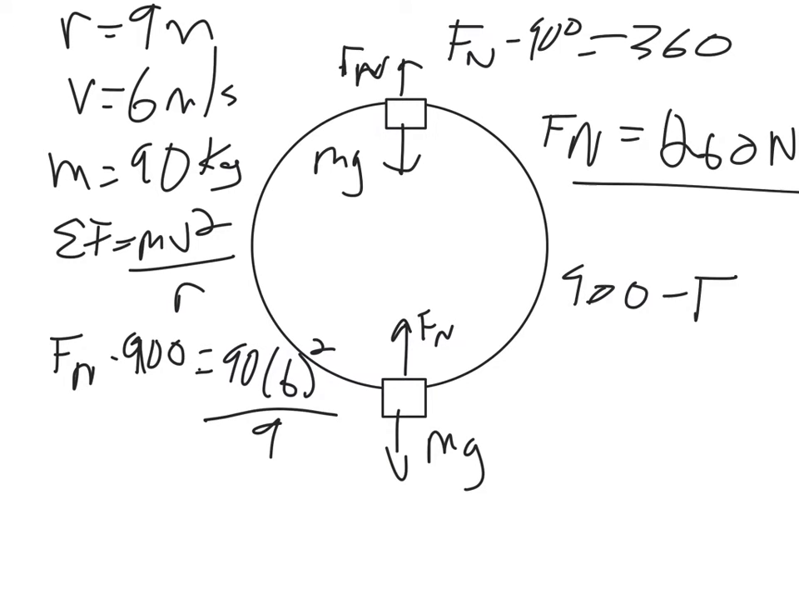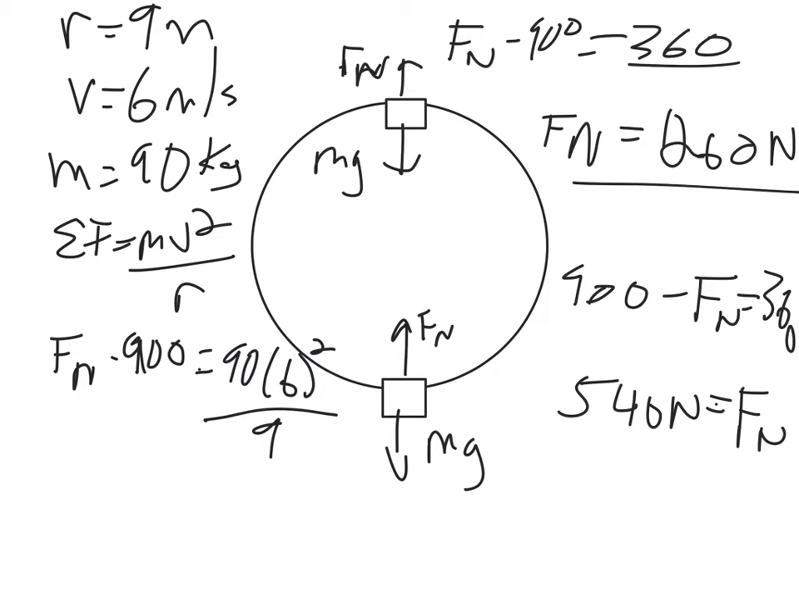So this time I've got 900 minus the normal force, and again that's going to equal the same stuff on the right side, so that equals 360. A little bit of math here, and we end up with 540 as my normal force.